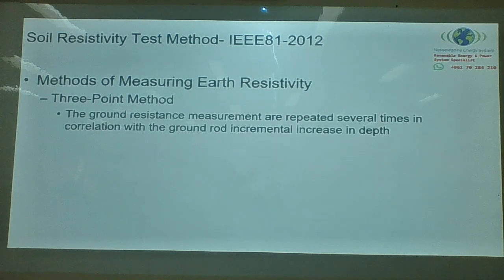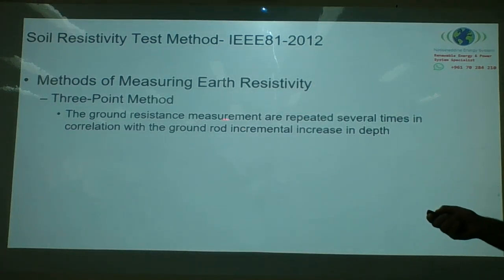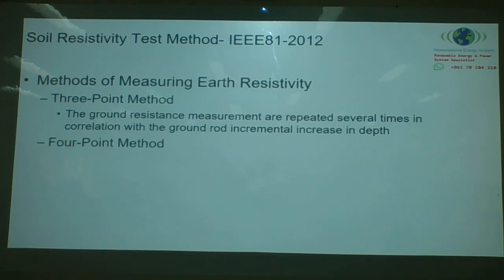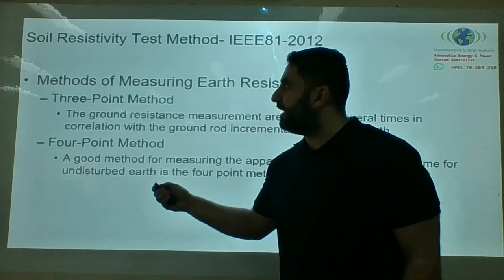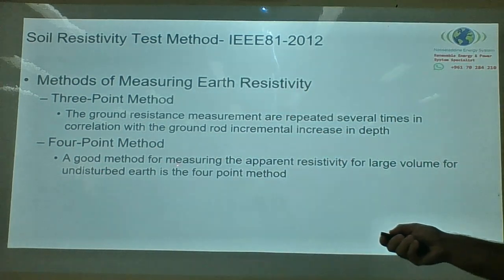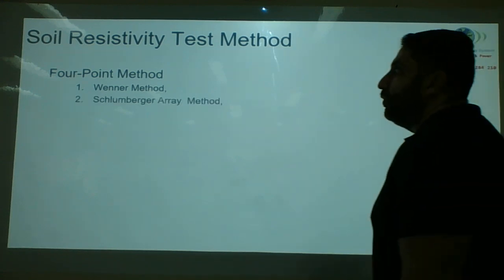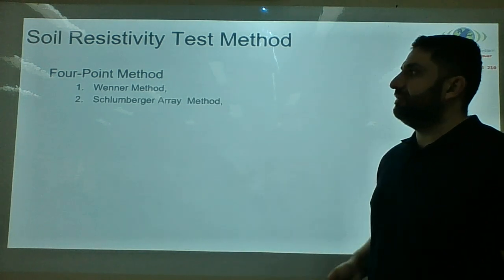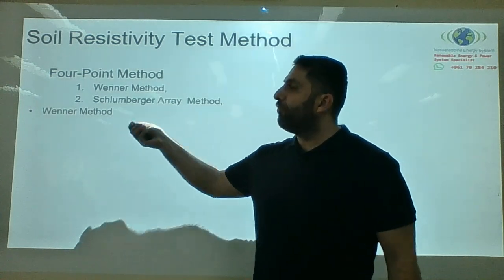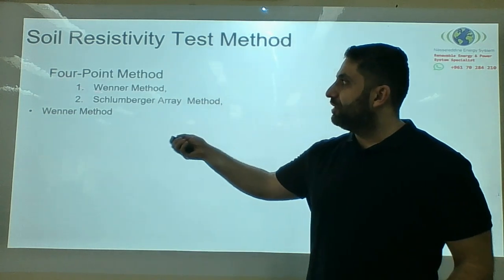3-point test: the ground resistance is measured and repeated several times as the ground rod is increased in depth. Then 4-point. So I have a 3-point method and a 4-point method, and we're going to go through each step. For the 4-point method, a good method for measuring the apparent resistivity for a large volume of undisturbed earth is the Wenner and Schlumberger array method. These two methods use 4 points, and then you have a driven rod method that uses 3 points. So let's look at the first one.